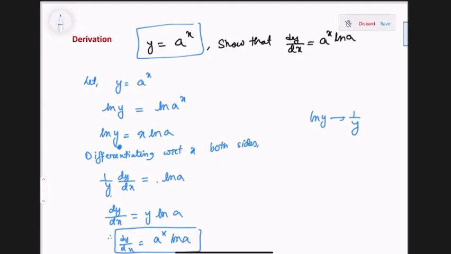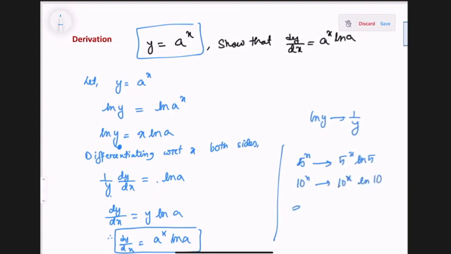Okay, so if we see some examples here, if you need to differentiate 5 to the power x, your answer should be 5 to the power x ln 5. Then suppose 10 to the power x, it should be 10 to the power x ln 10.